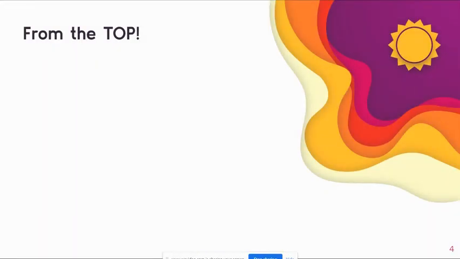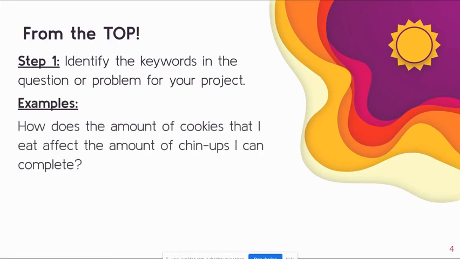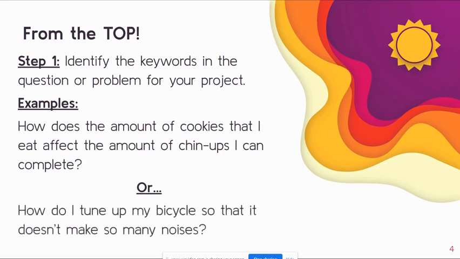Starting from the top. Step 1, identify the key words in the question or problem for your project. So for example here, we have, how does the amount of cookies that I eat affect the number of chin-ups I can complete? This would be a scientific method sort of question. Or we could take a look at an engineering design question, where we have, how do I tune up my bicycle so that it doesn't make so many noises? That's my problem right now.